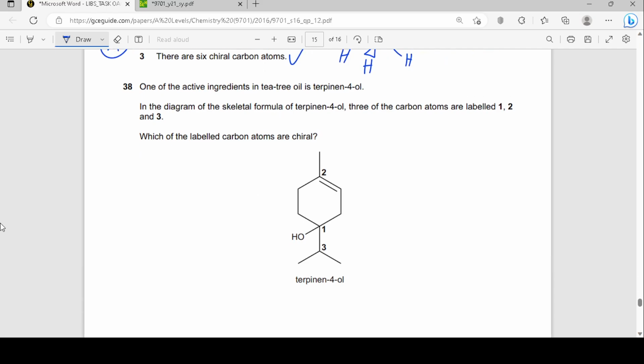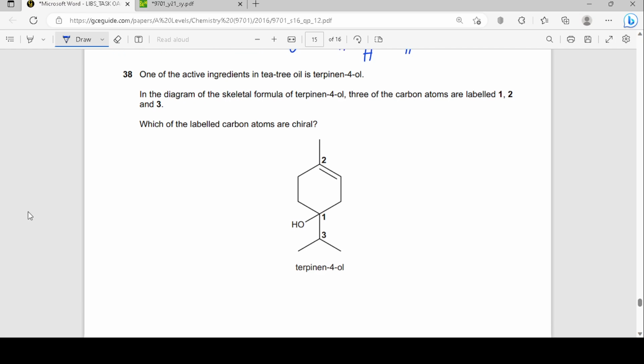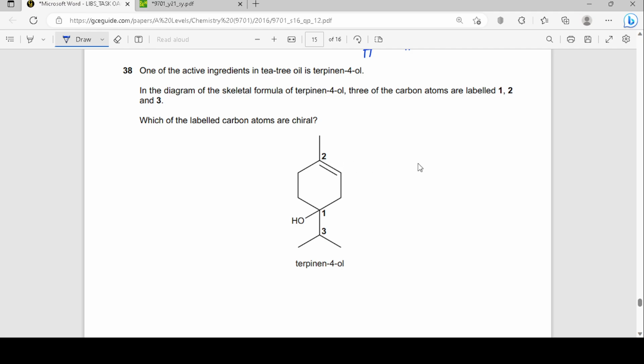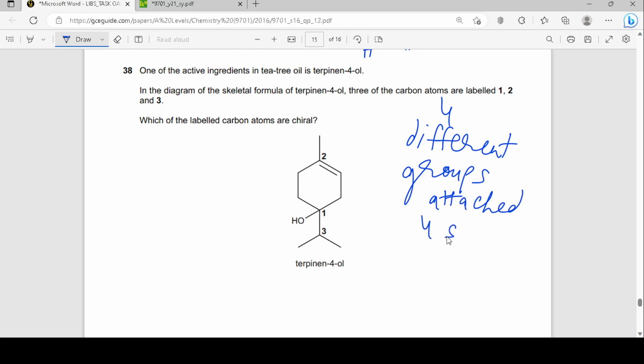Okay. Next we have one of the active ingredients in tea tree oil is terpinen-4-ol. In the diagram of the skeletal formula of terpinen-4-ol, 3 of the carbon atoms are labeled 1, 2, and 3. Which of the labeled atoms are chiral? Okay, so again for chiral carbon atoms, you need four different groups attached to the carbon, right? And four different groups attached means it has to have four single bonds, or four sigma bonds, basically. So the carbon atom cannot have any double bonds, okay?